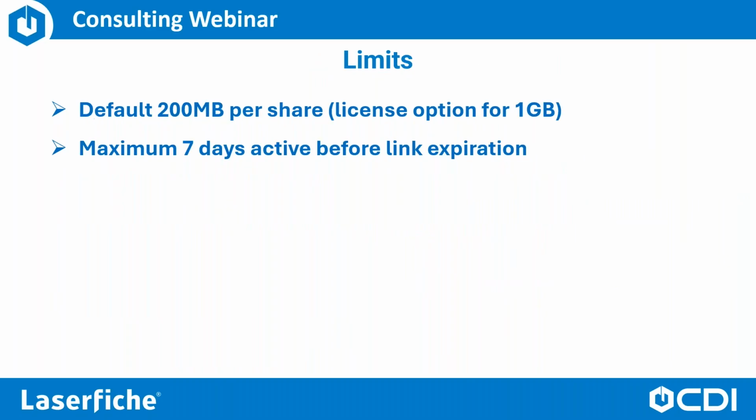So as mentioned, there are certain limits. You've seen that already. Out of the box, a single share could be multiple files, but in total should not normally exceed 200 megabytes, and that's the default functionality in Laserfiche's cloud environment. If you find that that is not enough, there is an option for 1 GB. As we saw also, any link is only allowed to be active for up to 7 days, no more. And you can resend it if you want.